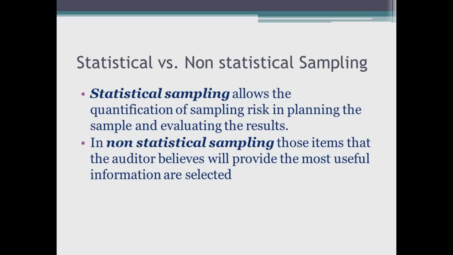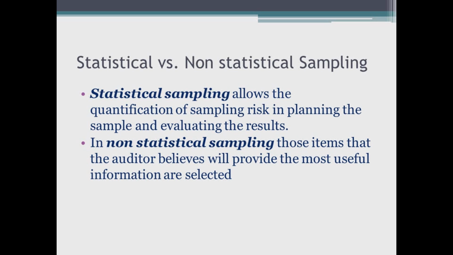We're going to talk about both statistical and non-statistical sampling. Statistical sampling allows the auditor quantification of sampling risk in planning the sample and evaluating the results. Right? So statistical sampling, are you using statistical methods to sample? It's based on distributions. We're not going to get into the underlying different types of statistical sampling methods, but just to point out that there are more scientific ways of generating samples.